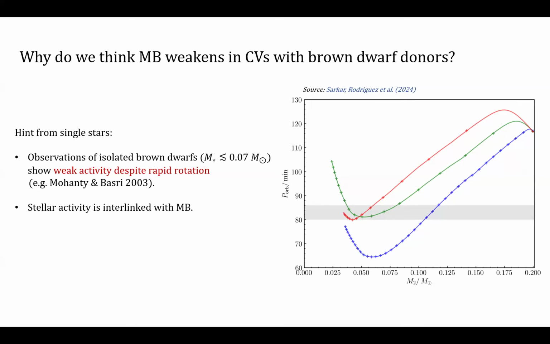However, this activity-spin relation breaks down if we cross from the M dwarf regime to the L brown dwarf regime. So the observations by this paper, Mohanty and Basri 2003, and other papers have shown that isolated brown dwarfs show weak activity despite being rapid rotators. So that means that whatever is driving magnetic braking in M dwarfs should disappear. I mean, there is motivation to believe that such a thing disappears when the star becomes a brown dwarf. And if we use this, it in a way serves as a possible solution to the period bounce problem.